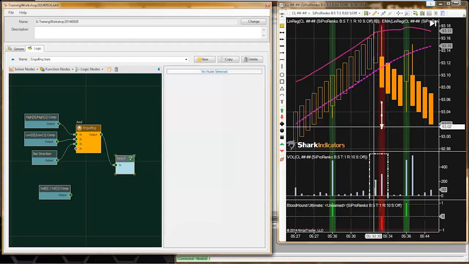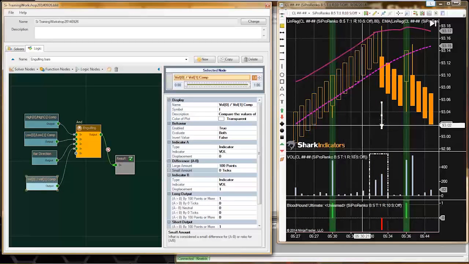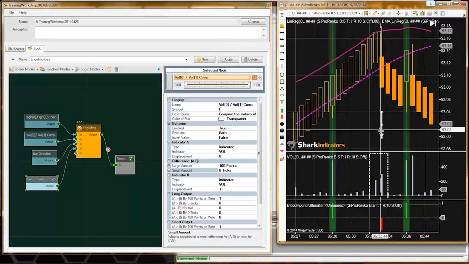Alright, so here's our engulfing signals. We're looking at our engulfing signals. And so when we add in our volume requirement, the volume needs to be 100 volume greater than the previous bar. As I connect that in, bingo, you see I got rid of this engulfing bar signal here because the volume condition didn't match up.